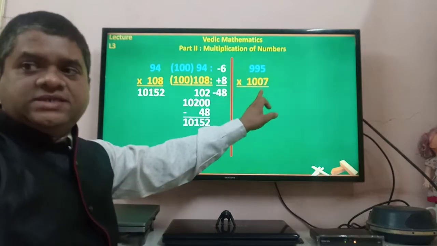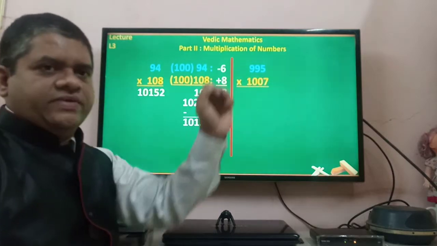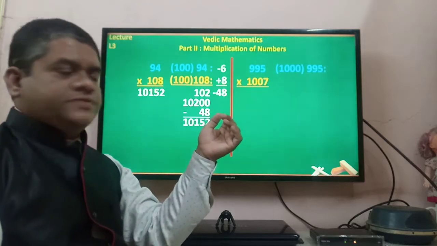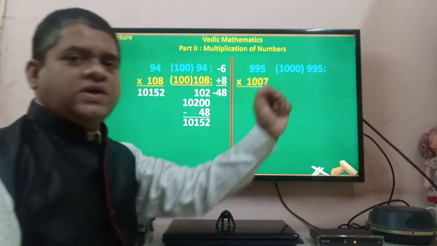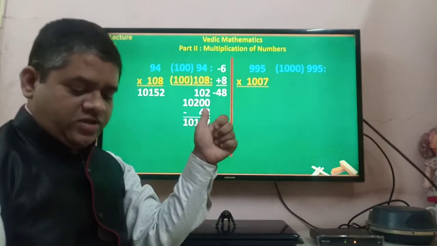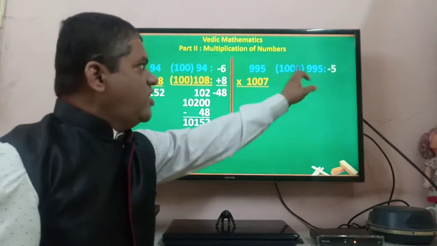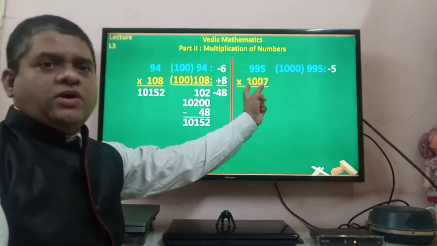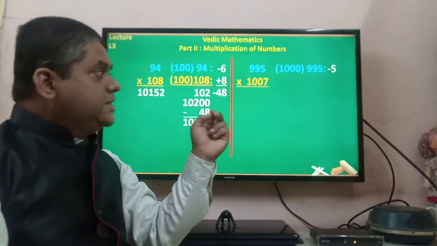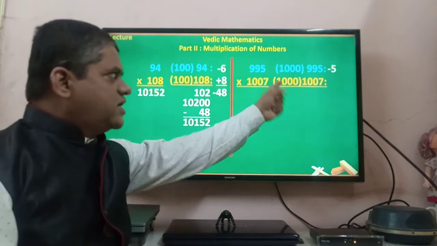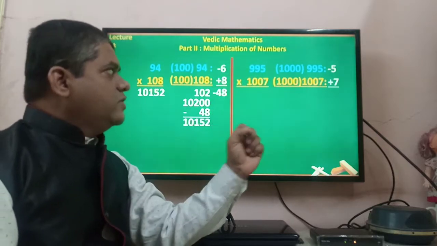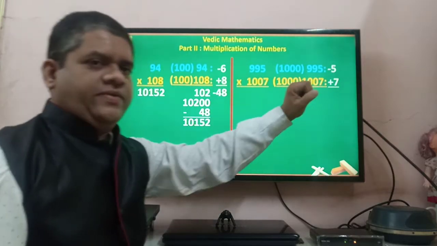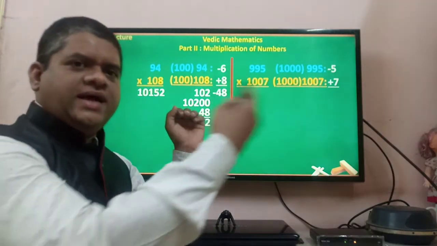Here the next example is 995 and 1007. So again we have gone for the base as 1000. We'll find 995 is closer to 1000. That is the first step. So we have selected the base and subtract 995 from 1000. The answer we will get is minus 5. Again we have to select a base for 1007. 1007 is closer to 1000. So again we have selected 1000 as a base, and when 1000 is subtracted from 1007, the answer will be plus 7.